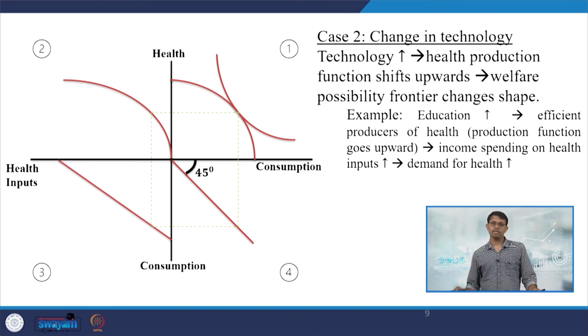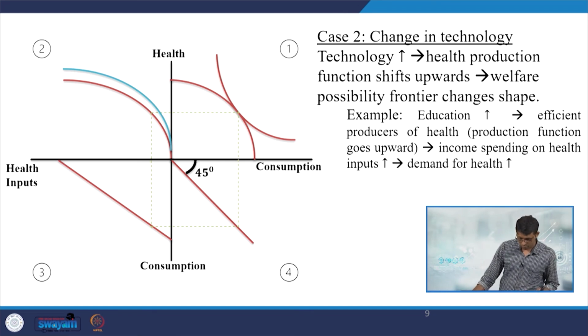Now let us have some understanding of change in technology. If technology increases, what really happens? This is explained over here. Our production possibility, our production function will be shifted rightward. Okay, this is what is explained.